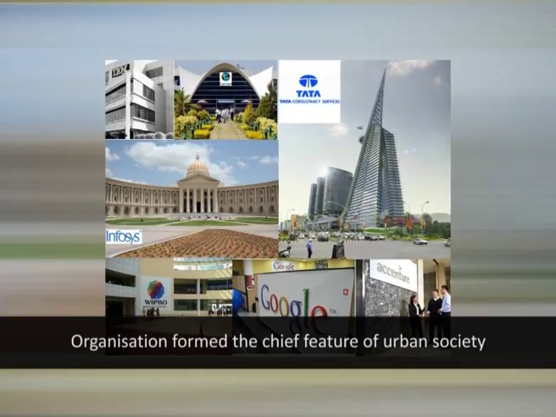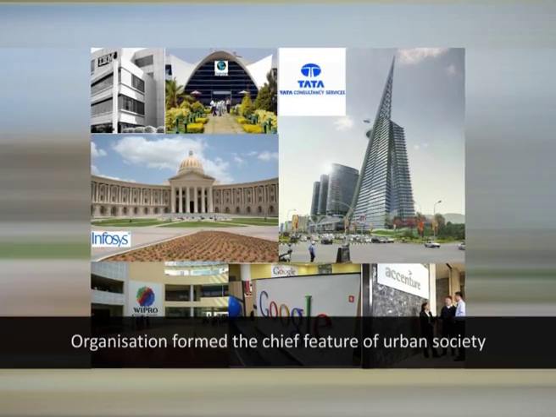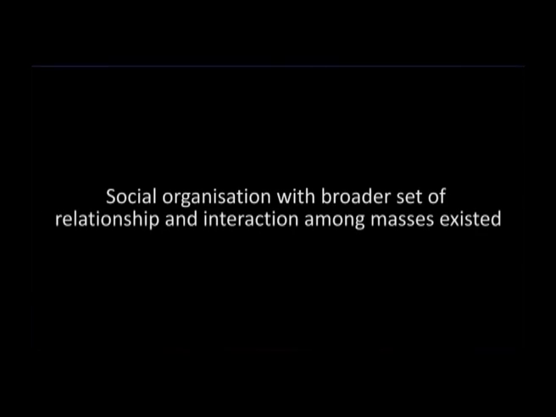It was already known that organization formed the chief feature of urban society, especially industrial society. However, sociologists felt the need to identify the more distinct characteristics of organization as the word suggested in relation to industries and firms. So, it could be said that there existed a social organization with its broader set of relationships and interaction among masses, of which many individual organizations formed a part. Now, it was on the scholars to develop studies which could differentiate organizations at the macro as well as micro level based on their structure, characteristics, scope, goal and work.